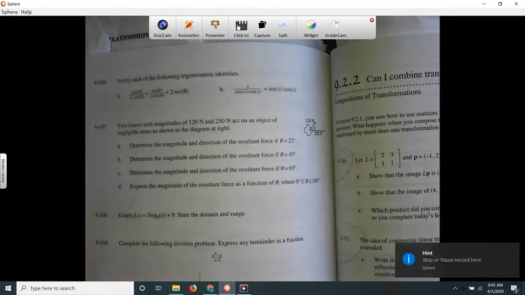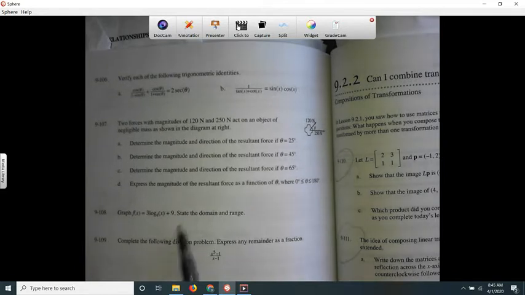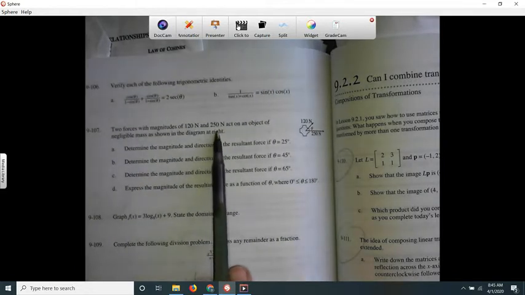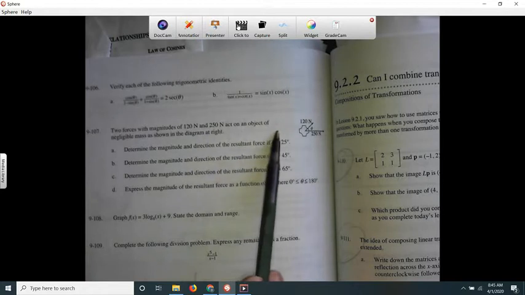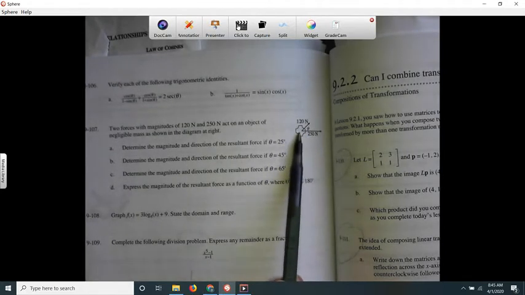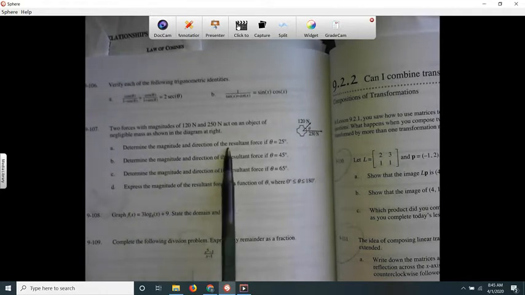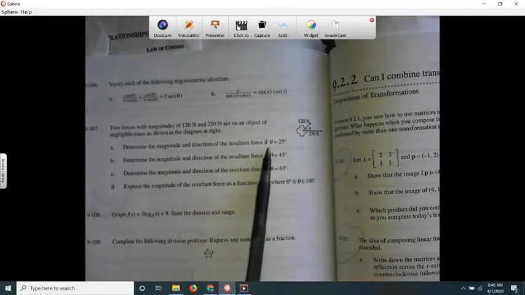Here is Precal problem 9-107. It says two forces with magnitudes of 120 newtons and 250 newtons act on an object of negligible mass as shown in the diagram at right. Luckily it gave me a diagram. It says determine the magnitude and direction of the resultant vector if the angle is 25.